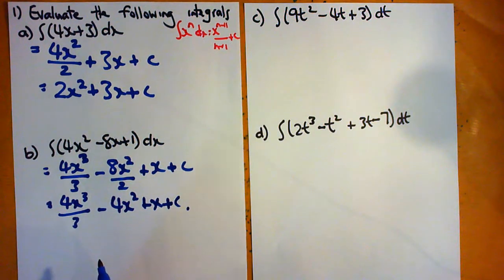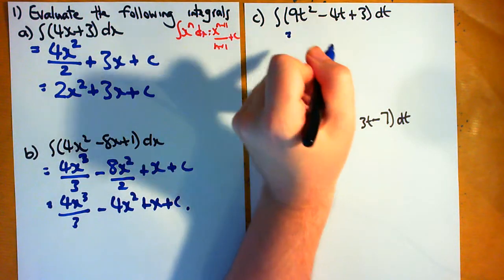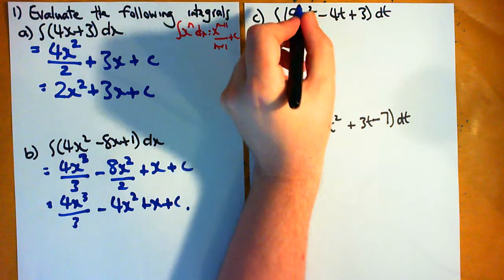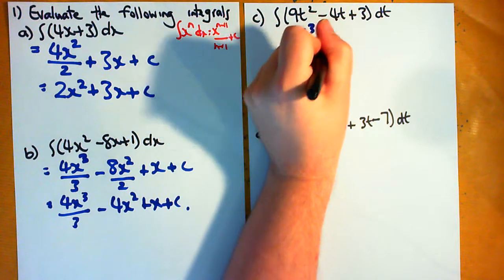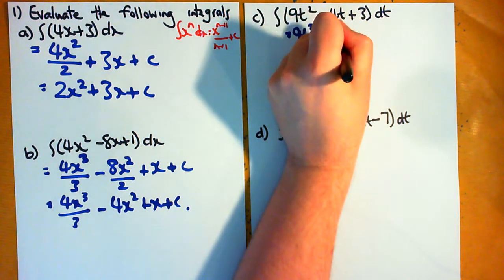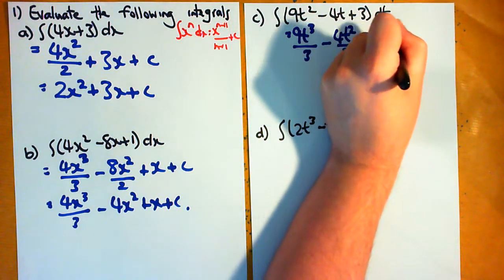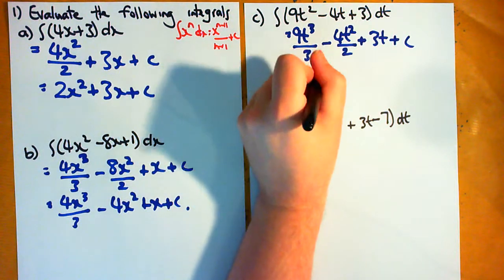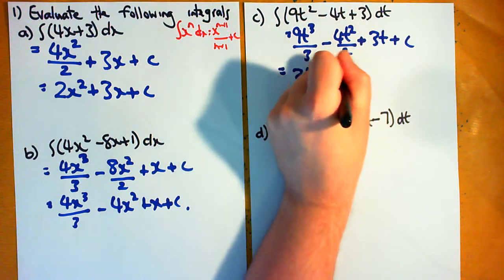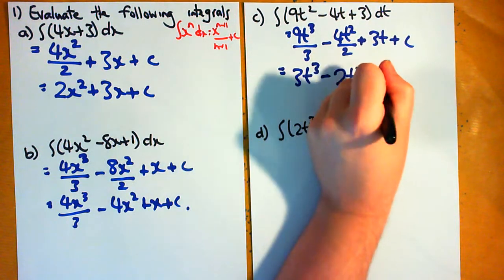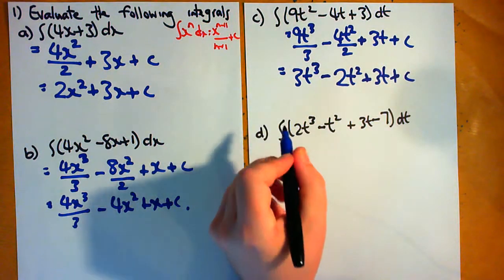Okay, question C, we have 9t squared minus 4t plus 3, and we need to integrate that, so 9t squared is 9t to the 3 over 3 when we integrate that, minus 4t becomes 4t squared over 2 plus 3 integrates to 3t plus a constant, and simplify what we can. 9 over 3 is 3t to the power of 3 minus 4 upon 2 is 2t squared plus 3 times t plus constant.